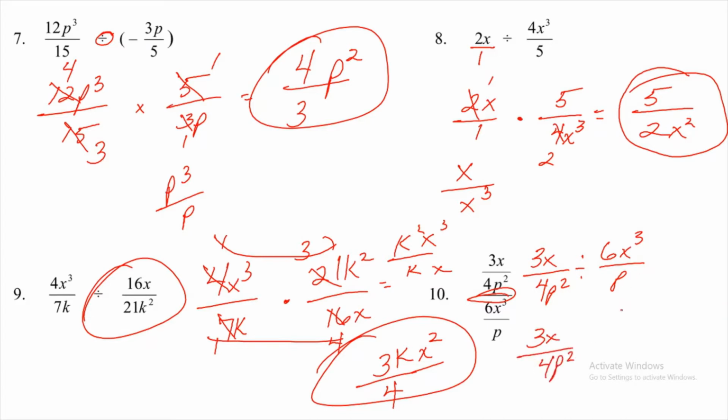Then I got to flip this guy, right? P over 6x to the third. And I flip it, and I switch it to multiplication. And here we go. I can cross simplify 1 and 2. So I wind up getting 1 over 4 times 2 is 8, 1/8.